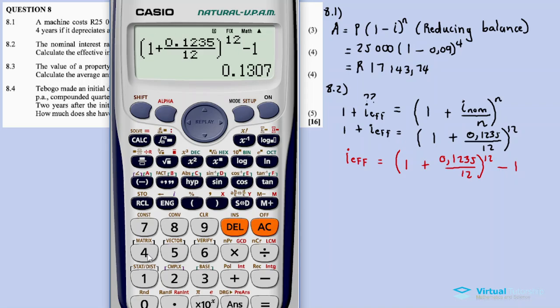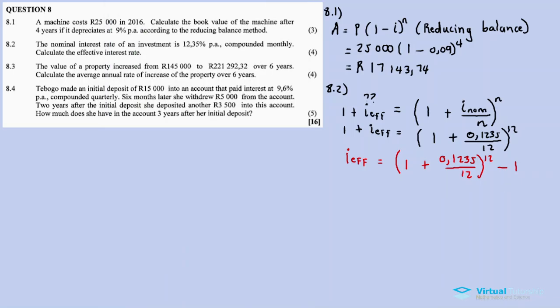You fix it to 4 decimal places: 0.1307. Why 4 decimal places? Because a percentage is quoted in 2 decimal places, so the answer I get here I must keep in 4 decimal places. The effective interest rate is equal to 0.1307. But my final answer must be expressed as a percentage. So this is the decimal form of a percentage.